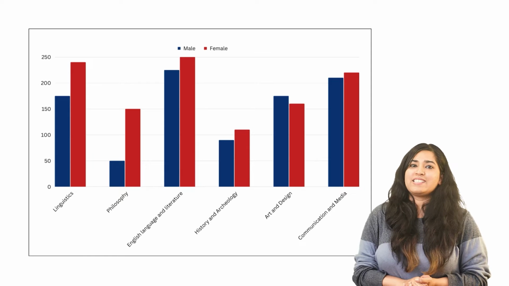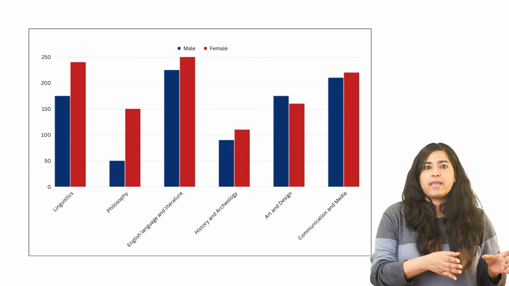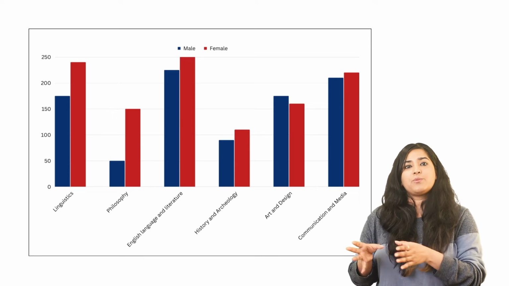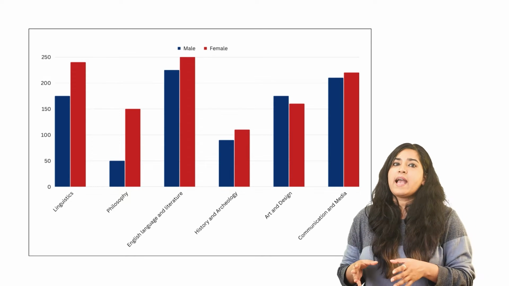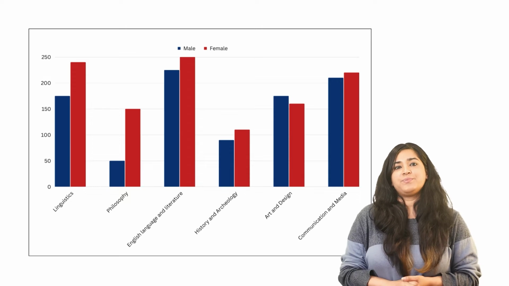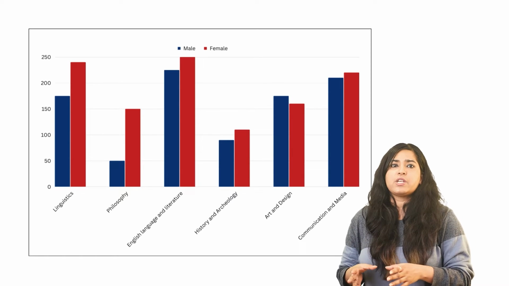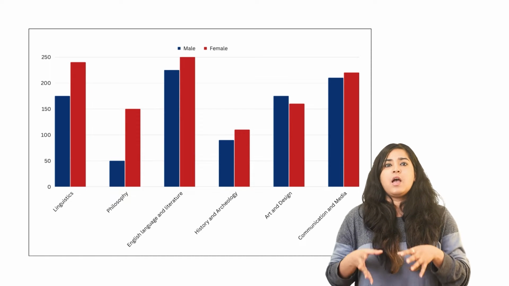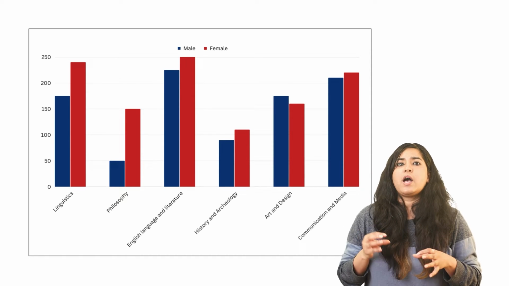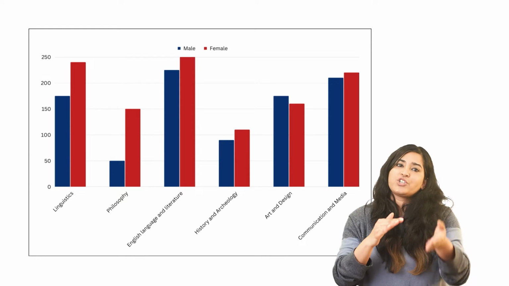Let's start by analyzing the graph. We see that the graph has a key, which is male, marked in blue, and female, marked in red. The x-axis shows us the subject, and the y-axis shows us the number of students. What catches my eye first is how the number of female students for each subject is higher than that of male students, except for art and design. By making these observations, it will help us pick out a few more details to write about later. Now let's go on to structuring our answer.